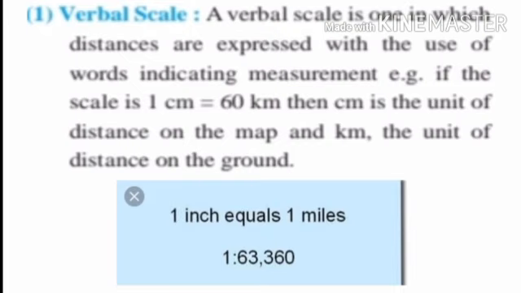See example, if the scale is 1 centimeter is equal to 60 kilometers, means 1 centimeter on the map is equal to 60 kilometers on the ground. Okay, then centimeter is the unit of distance on the map and kilometer the unit of distance on the ground. Means centimeter is the counting on map and kilometers is the counting on the ground.